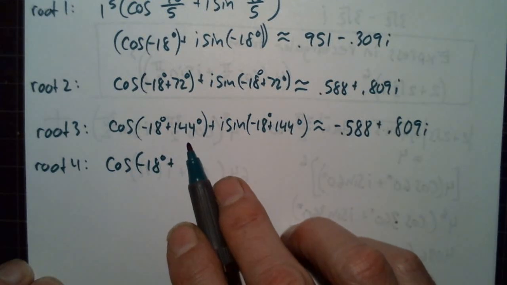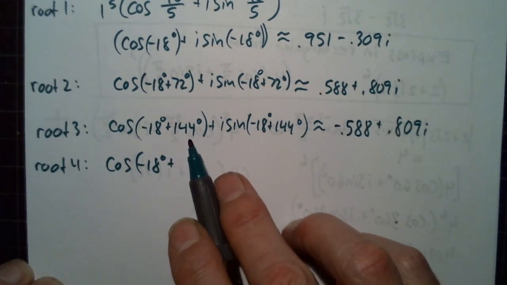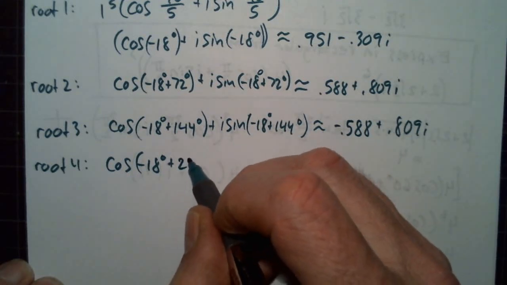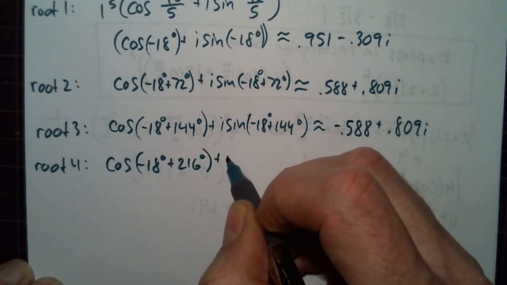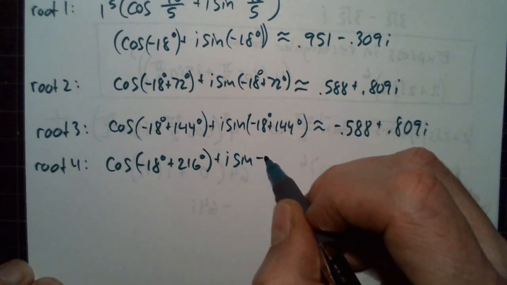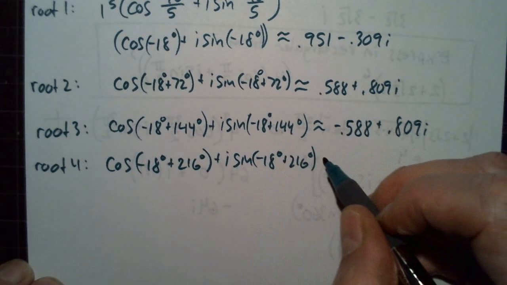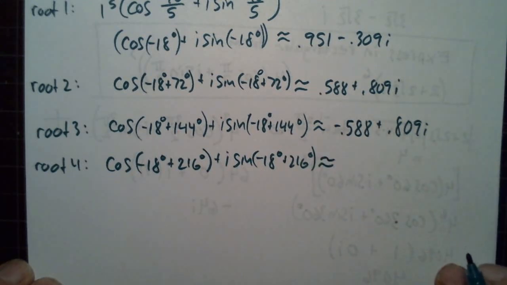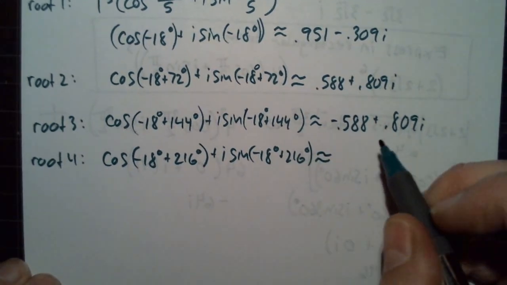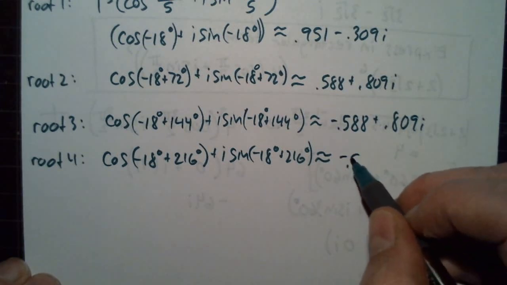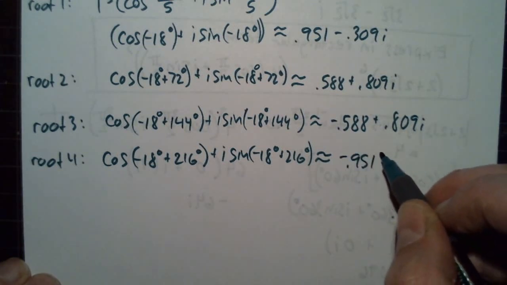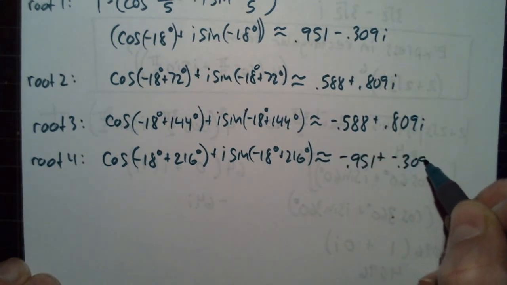So we've added 144. Now we're going to add another 72 to that, and that gives us 216. Root number 4 is negative 0.951, negative 0.309i.